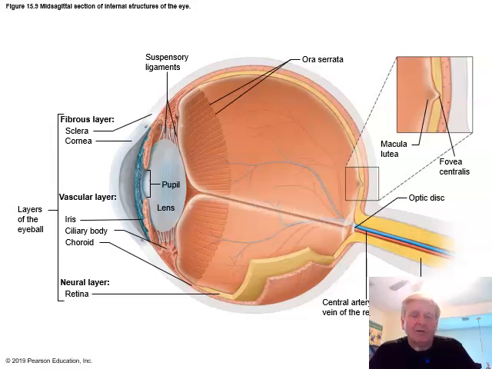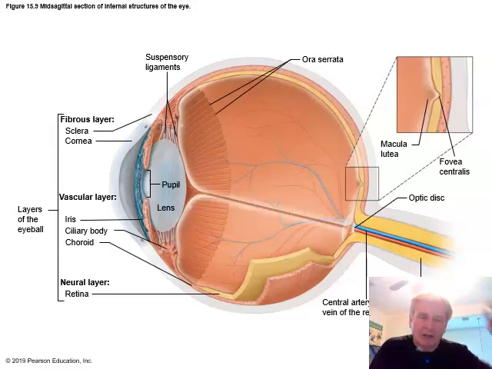what the lens does, it divides the eye into two cavities, an anterior cavity in front of the lens, a posterior cavity behind the lens. And in the anterior cavity, anterior to the lens, you have two chambers, a posterior chamber and an anterior chamber. And within those two chambers, the ciliary body will produce a fluid called aqueous humor. And aqueous humor will flow from the posterior chamber in through the pupil into the anterior chamber.